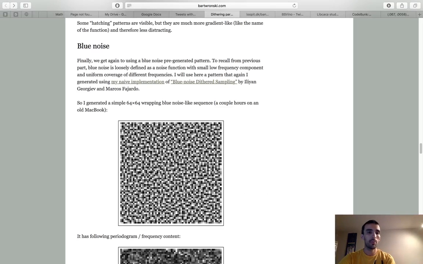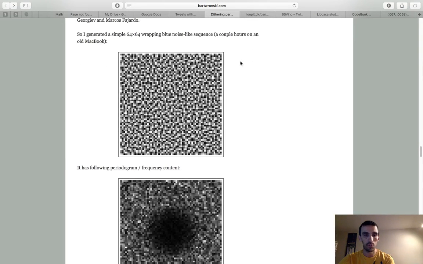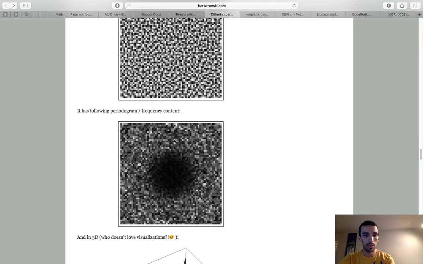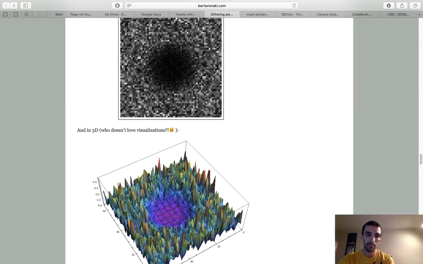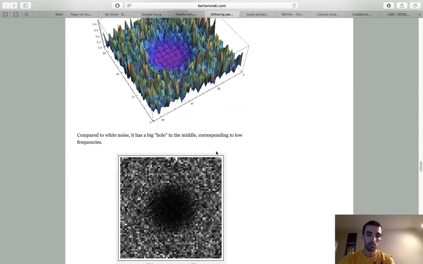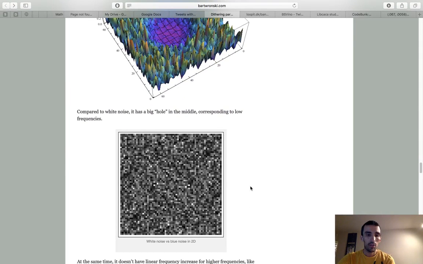To generate a simple 64 by 64 wrapping blue noise like sequence, which took him apparently a couple hours on an old MacBook. And it has the following periodogram. Yeah, so see how the values close to the origin, which is in the center, are dark, meaning the frequencies there are low. So there are not many low frequencies in this. And here's the visualization. So let's see.